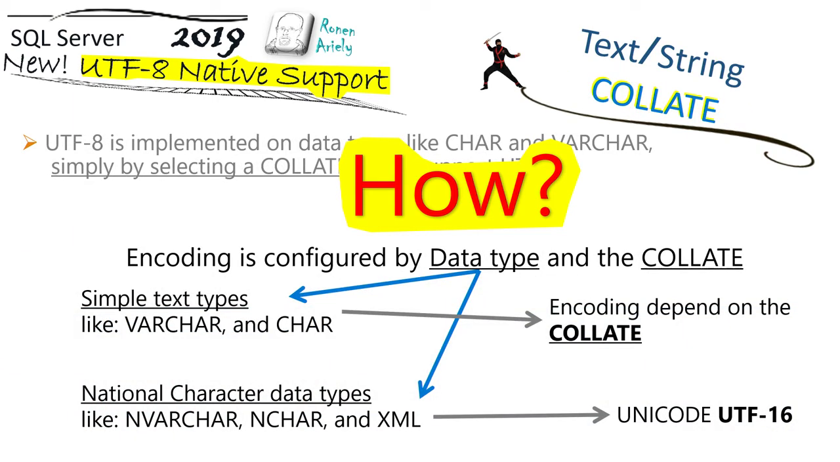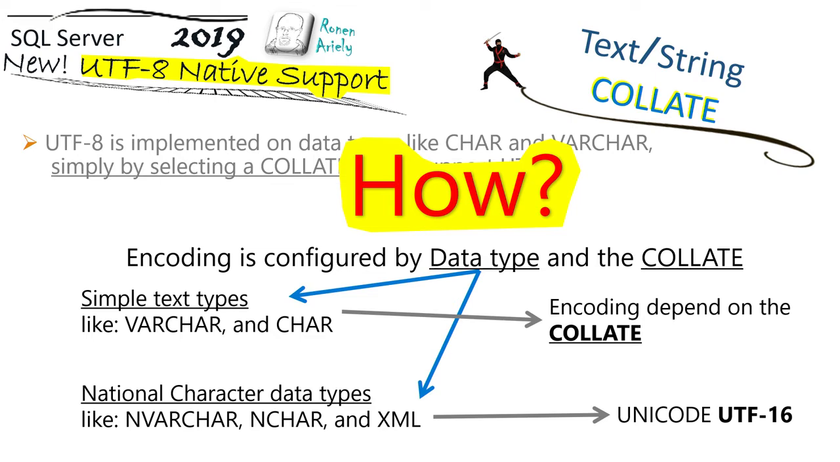So let's remember how SQL Server configures the encoding that it uses. There are 2 parameters that SQL Server uses. First of all is the data type, and the second is the collation that we are using. If you are using data types like nchar, nvarchar, then the encoding will be UCS2 or UTF-16. You do not control it. But if you are using data types like varchar or char, then the encoding is configured according to the code page of the collation that you use.